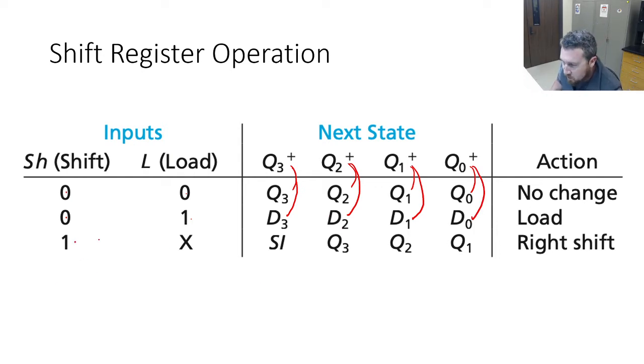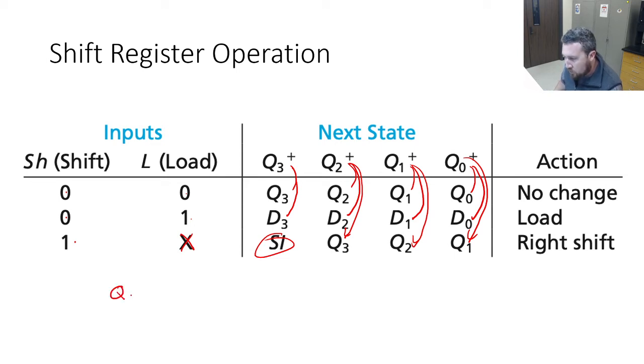And then if shift is 1, notice that L is a don't care, and we're going to pull from the previous one. The first one grabs from the serial input, but from now on, Q2 grabs from the previous state of Q3. Q1 grabs from Q2. Q0 grabs from Q1. And we pass it down. We can derive our characteristic equations this way.